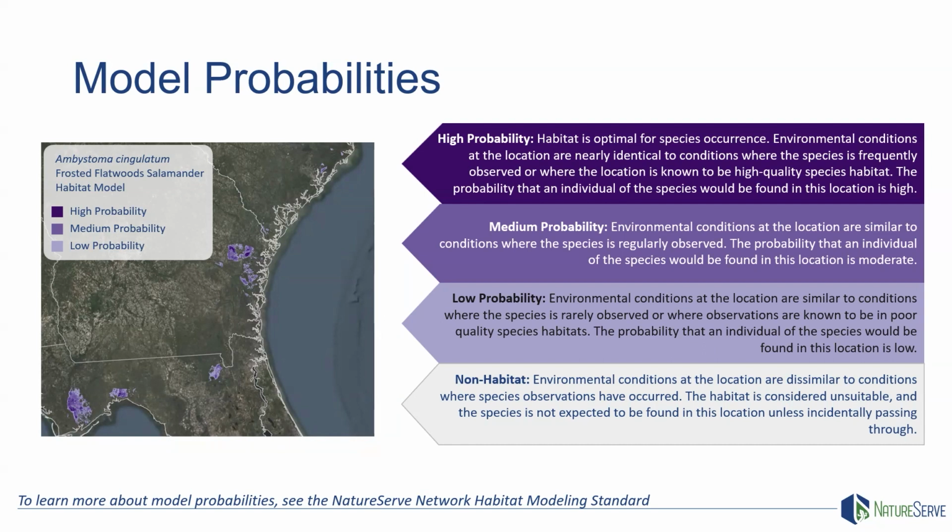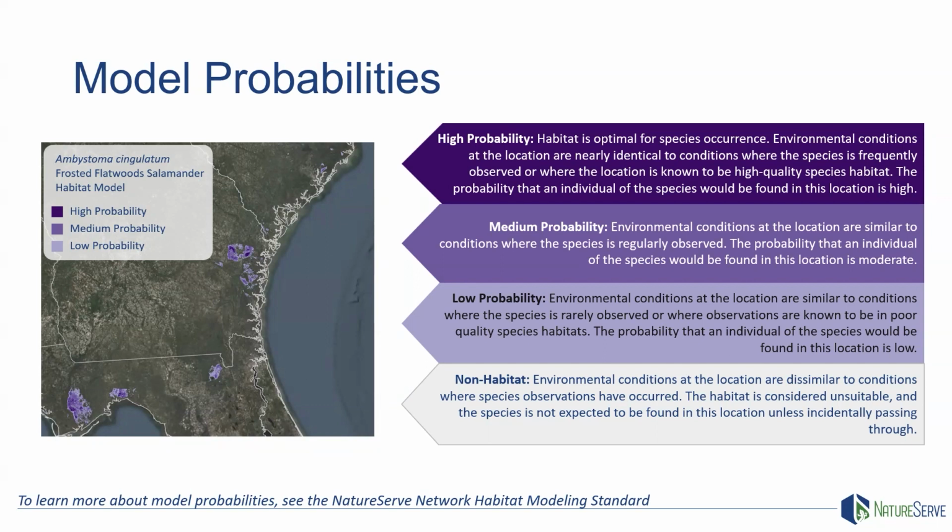We bin the continuous model prediction into these categories using statistically defined thresholds, while also taking into account recommendations made by experts who know these species best. Users should consider their own specific management needs when deciding which habitat categories to use. For identifying areas of greatest conservation value, areas of high restoration potential, or areas where field surveys could help find new occurrences, the high probability category is probably most appropriate.